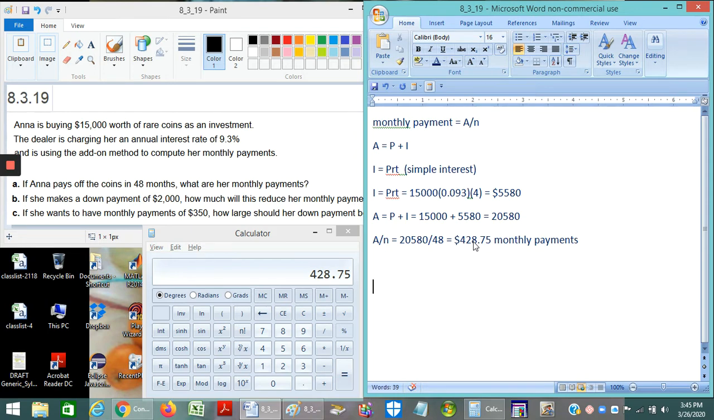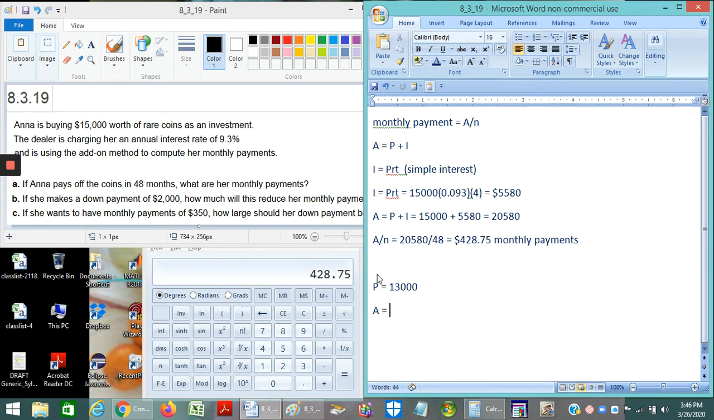Okay, now let's look at part B. If she makes a down payment of $2,000, how much will this reduce her monthly payments? Well, we had a principal of 15,000, and if we pay 2,000 first, then now we have a principal of 13,000. Following the same steps above, we can determine how much she owes now and the difference, right?